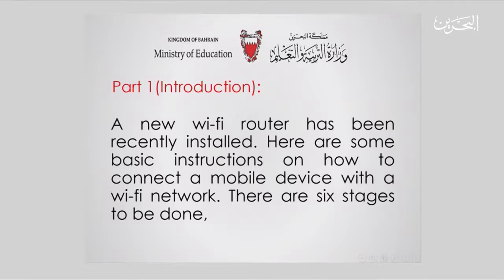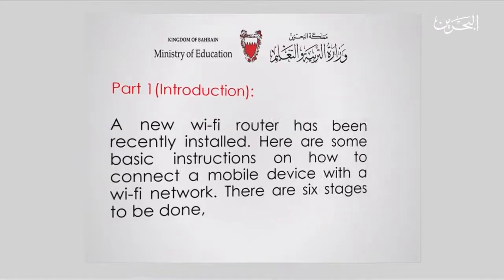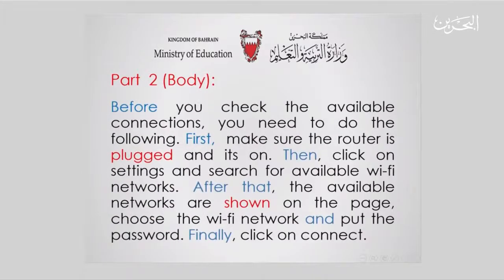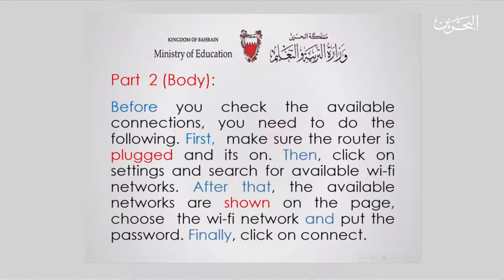So, as I have already mentioned, we have to give a very brief introduction about the process that you are going to write about, as well as mentioning how many stages I am going to follow in order to have this process or procedure done. Moving to the second part, which is the body. Here I have to mention the linkers as well as the transitional words that I have previously explained. Starting with, as you can see, they are in blue. Before you check the available connections, you need to do the following.